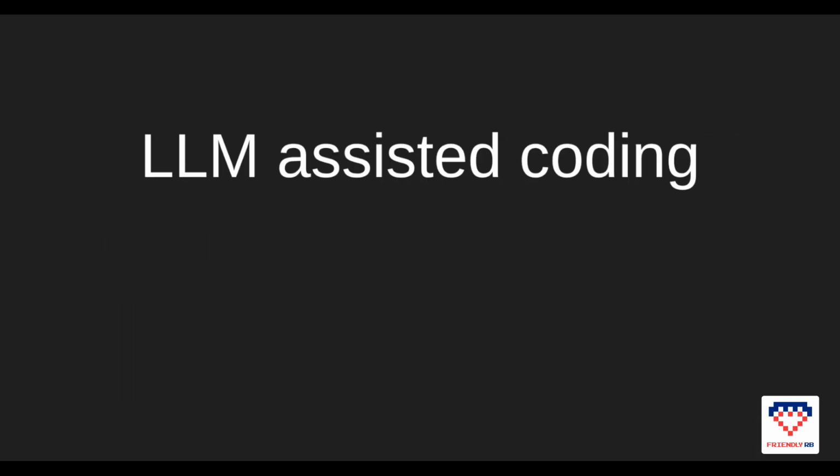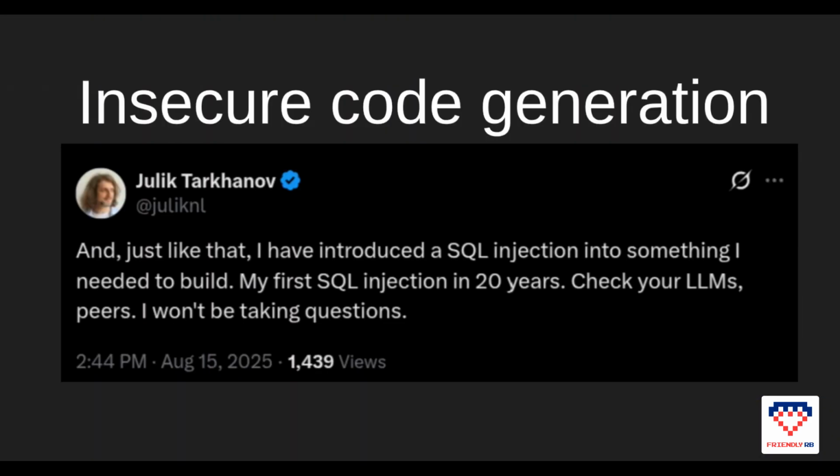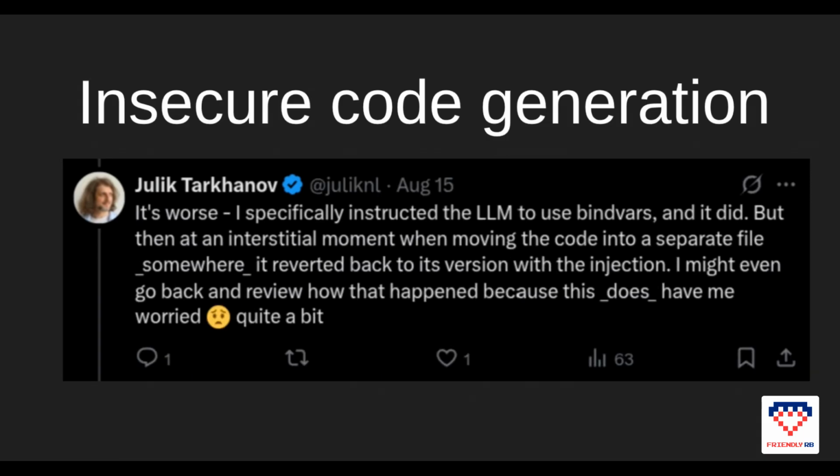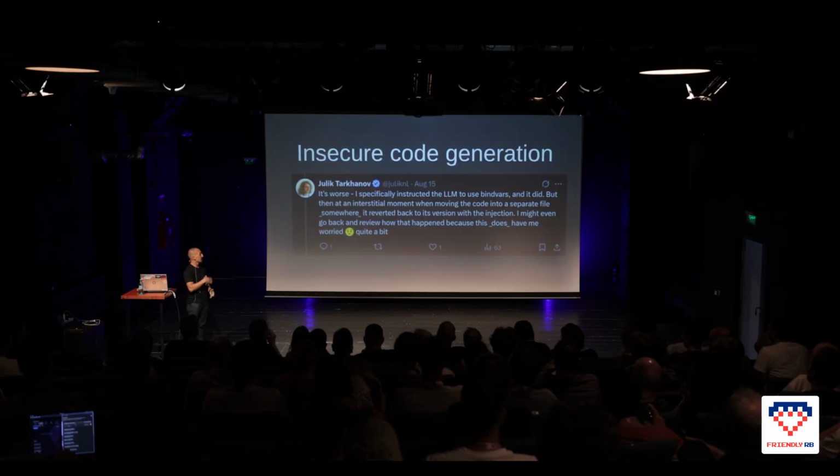And let's talk about LLM-assisted coding first, because that's the most relevant to most of the audience. And I have an example. Here we are, a senior engineer with 2 decades of experience introducing a SQL injection vulnerability using AI-generated code. What makes this a really interesting example is he explicitly told the AI to use bind vars to prevent SQL injection. And then in a later step of the process, during some refactoring, the AI moved files around. He didn't check everything, as he should have. And the AI changed the implementation to a vulnerable one. So he ended up with a SQL injection problem.